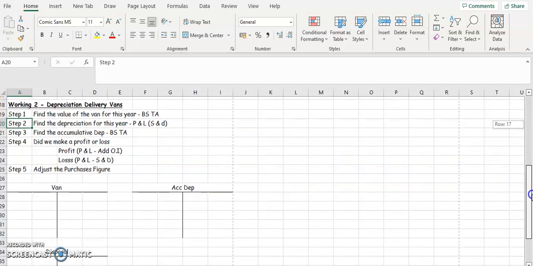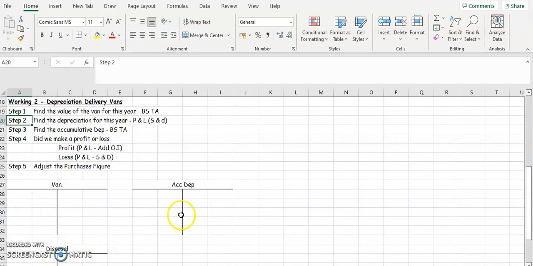Alright, so the steps that we need to do. Now, I use T accounts for this. The reason I do that is because it helps with the 60 mark question, which is the disposal of a fixed asset. So if you do it this way, it's going to help you with that question. Okay, there is another way that you can do it by just adding and subtracting, but I prefer to use this. So if that question does come up, it gives you an opportunity to answer that question as part of question 2. So the first step, find the value of the vans for this year.